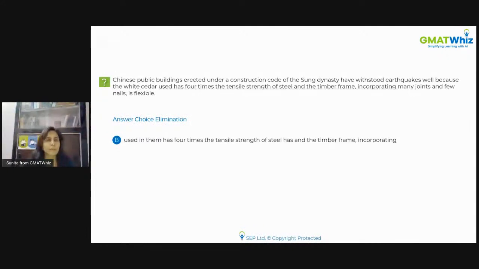Used in them. So the white cedar that is used in them will have to refer to buildings logically. I'm still okay with that. So the white cedar that is used in them, this used in them would then become my ED verbal phrase. Has four times the tensile strength of steel has. This is redundant. This is absolutely redundant.